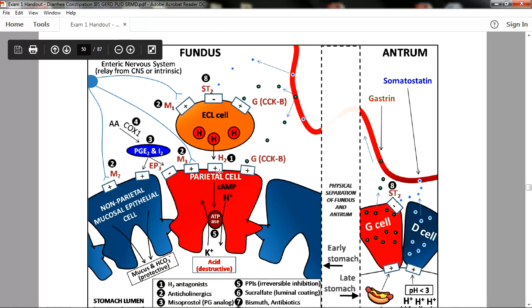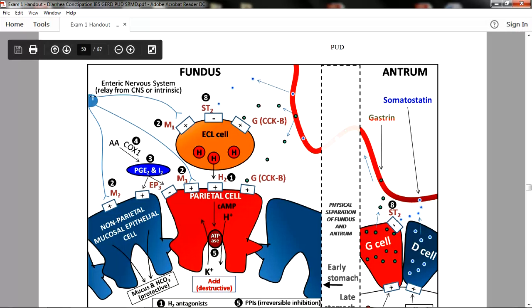So a couple more things I wanted to talk about. One of them is some other regulatory factors. Something I don't want you to worry too much about, but this is the relay from the central nervous system. What I have as blue releases acetylcholine onto the muscarinic M1 receptor. I don't really want you to memorize these receptors for acetylcholine, but we have a cholinergic receptor on the ECL cell, cholinergic receptor on the parietal cell, cholinergic receptor on the non-parietal.